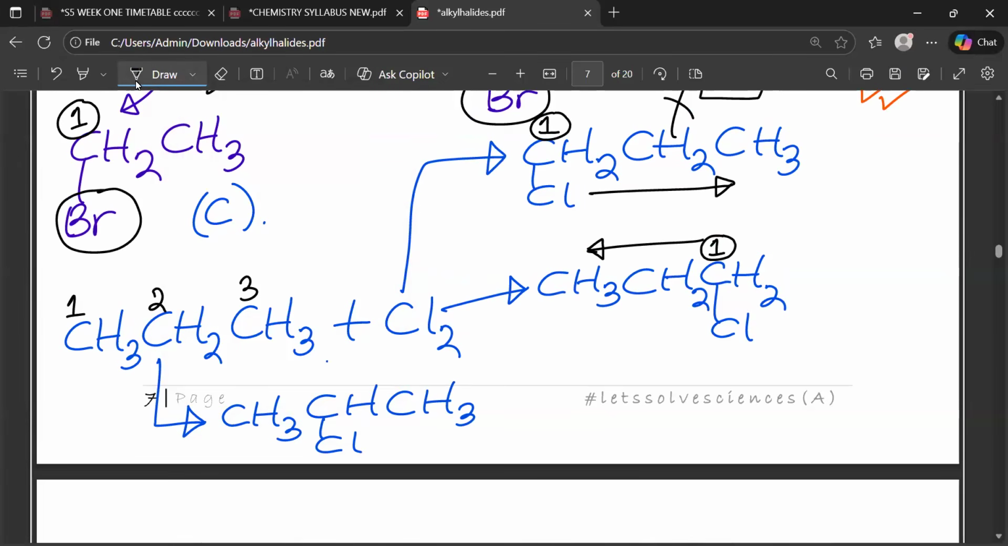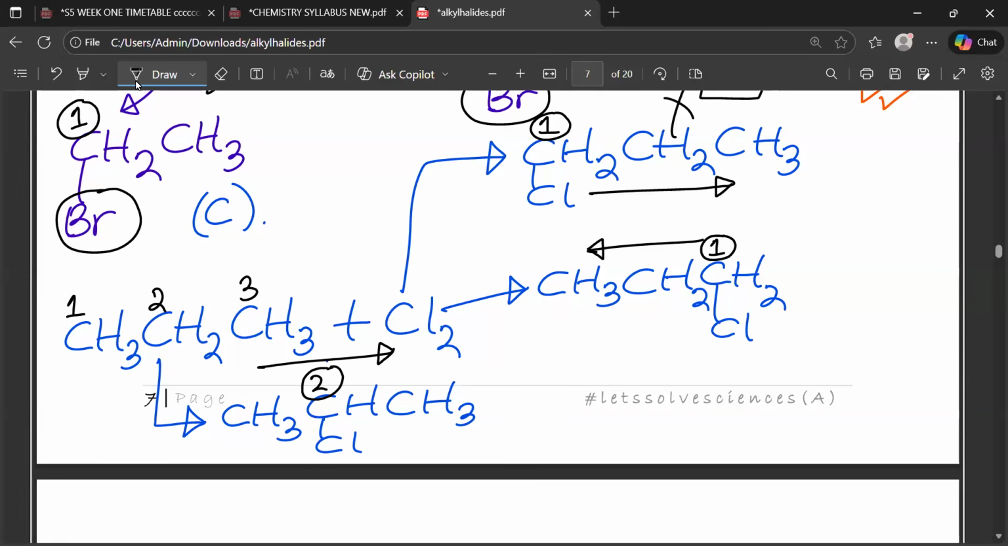I don't know if people are following. But when I come to this last one, either direction gives me a position of 2 for the Cl. So whether I take the left or the right, it is the same thing. So I just take any direction like that. And this one will be position what? Position 2 like that.